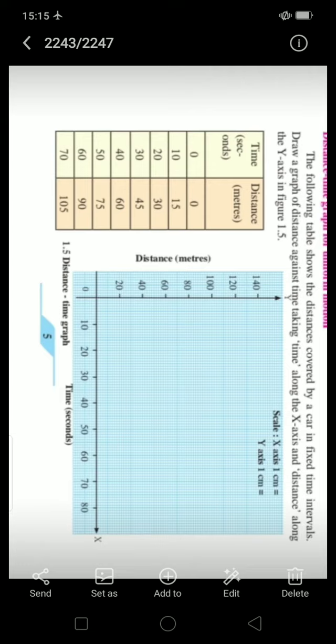But suppose it increases its speed or decreases its speed, then we say that the body is in acceleration. If it increases the speed, we will call it positive acceleration, and if it decreases the speed, we will call it negative acceleration. Negative acceleration is also known as deceleration or retardation. This is about the acceleration you have seen.